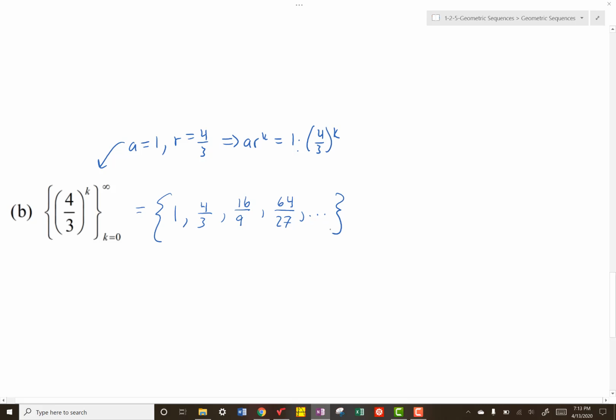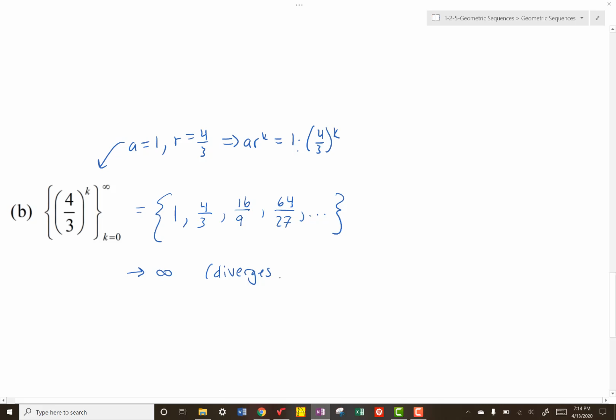Notice that similar to the way the exponential functions behave, this thing's just going to keep growing bigger and bigger and bigger as k gets larger. So this thing is actually going to go to infinity, and hence it diverges.